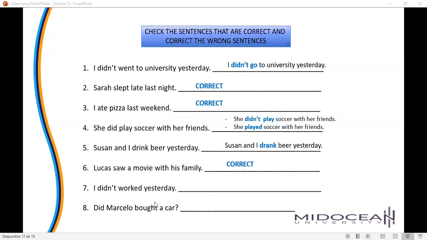The seventh sentence is false. It's false. What's the right answer? The phrase is false. The correct one is: I didn't work yesterday. Good answer. Let's check now. So, I didn't work yesterday. Okay. Example 8.